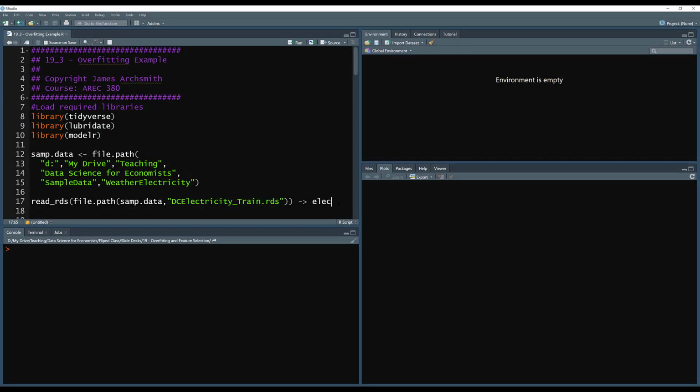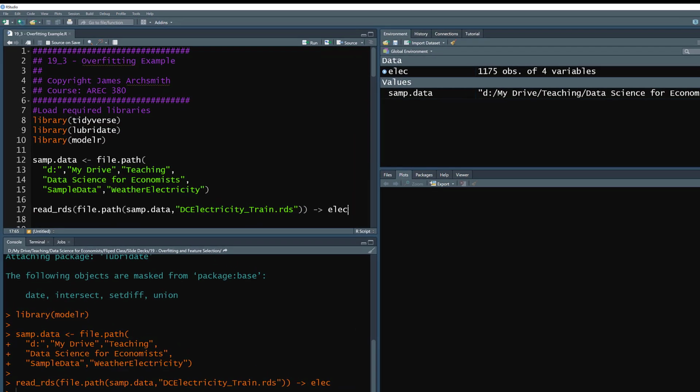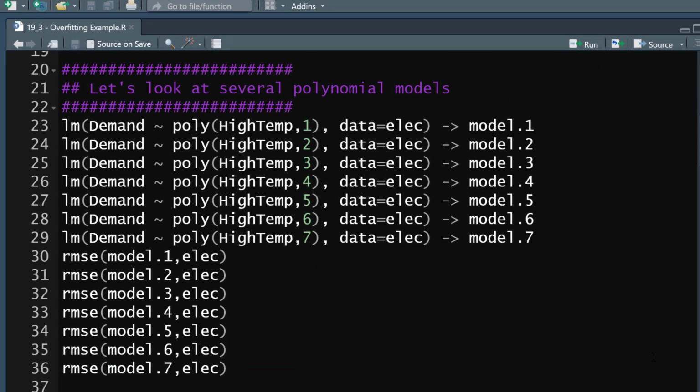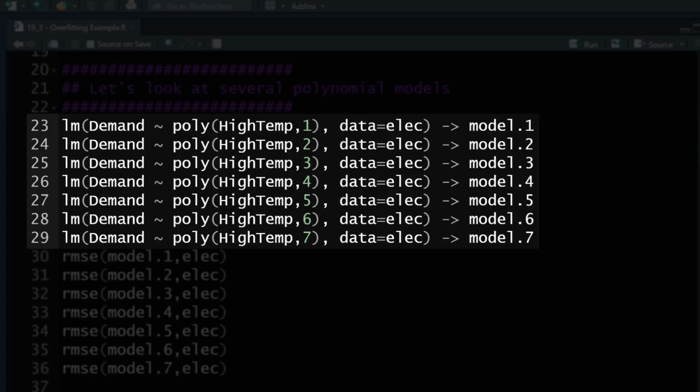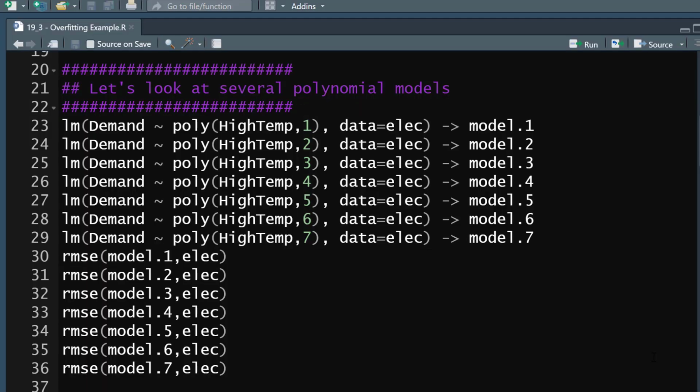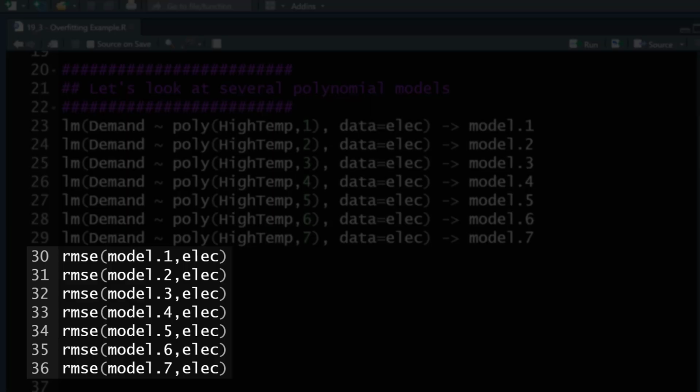We're going to go through and train several different models with different orders of polynomial for the relationship between electricity demand and high temperature. To do this, I'm going to load the dcelectricity_train.rds data file. In the code that I have here, I'm going to train 7 different models with polynomial terms of high temperature to the first degree, the second, third, and so on. And then after that, I'll evaluate each of the models on my electricity data using the root mean square error loss function. Let's run all of those models now.